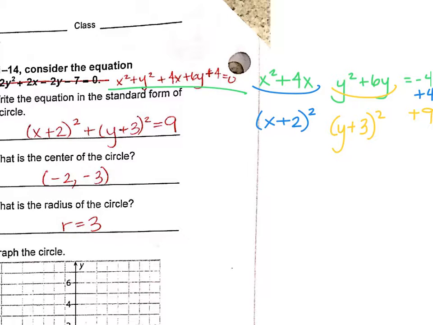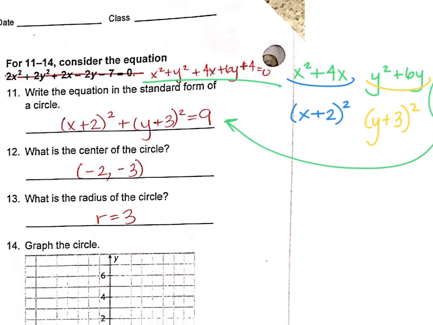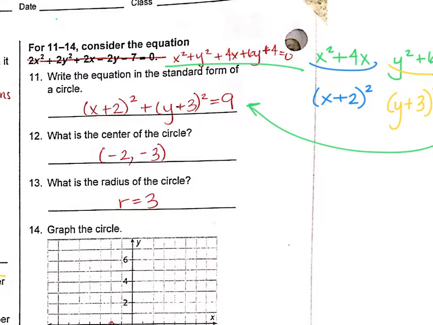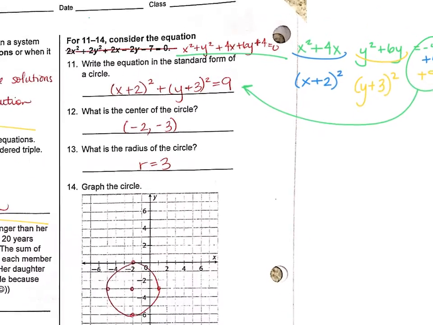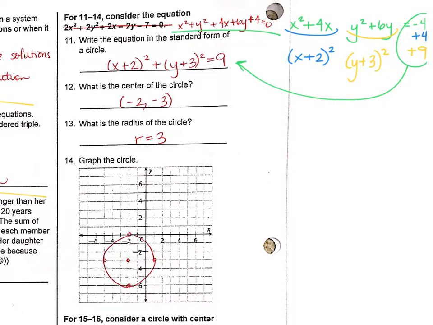And if I put all of that back together, adding these things, that's going to give me this final equation that I had written as the answer. From that, I think it should be pretty easy for you to see that the center is at -2, -3. The radius is 3. And for 14, I just took that information and plotted it on the graph, counting the radius up, down, left, and right. Remember, the radius in the equation is r squared, so I had to take the square root to get 3.